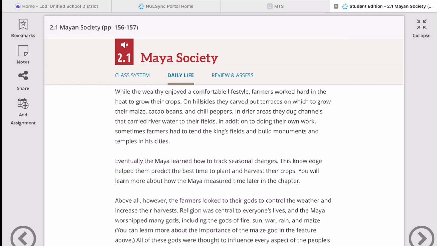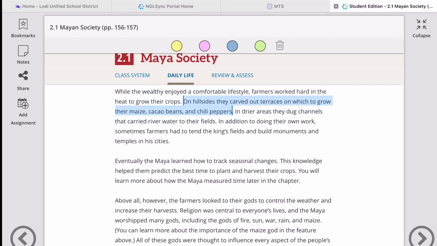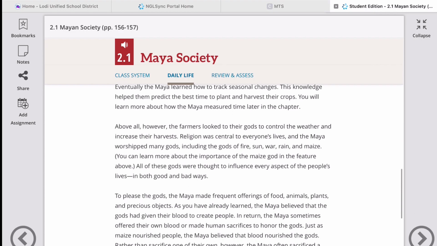So farmers and those who belong to the lower class, they worked harder than those who belong to the middle and obviously the upper class. So on hillsides, the farmers carved out terraces on which to grow their maize, cacao beans, and chili peppers. And in dry areas, they dug channels that carried river waters to their fields. So, in addition to their own work, sometimes farmers had to tend to the king's field and build monuments and temples in his cities. So, those are just their extracurricular hard works.